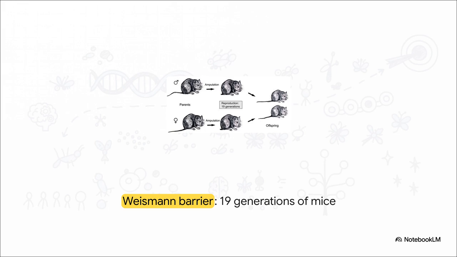But generation after generation, the acquired trait was never passed on. The babies always had tails. This established what's known as the Weismann barrier, permanently separating genetic inheritance from physical, lifetime changes.